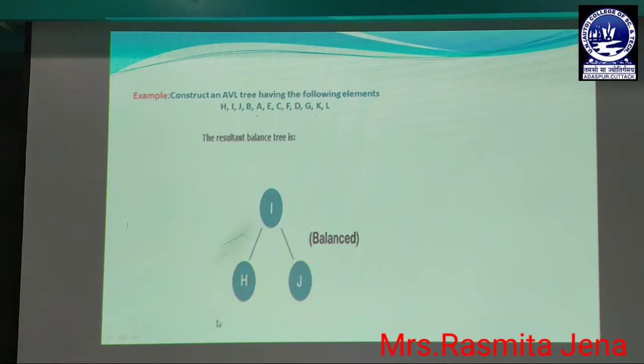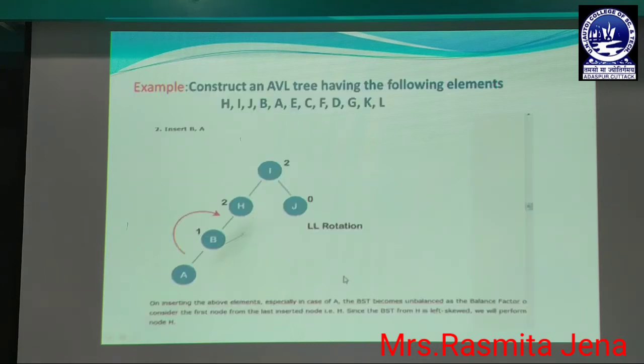When we insert B at this node, what will be the balance factor? Is the tree still balanced or unbalanced? Let's see. B is inserted at the left subtree of node H. After inserting B, let's calculate the balance factor of every node present in this AVL tree. The balance factor for B is 0 because there is no node in the left or right subtree. We have still not inserted A.